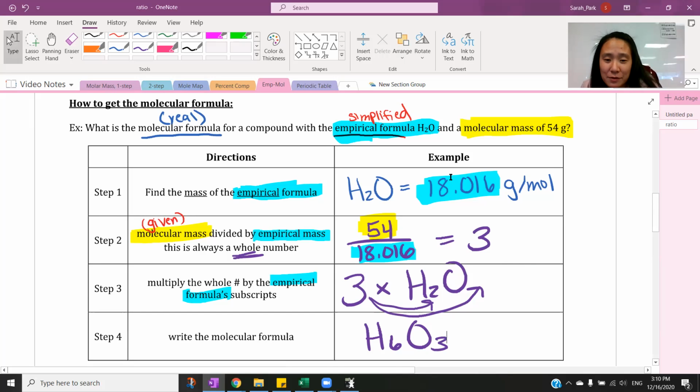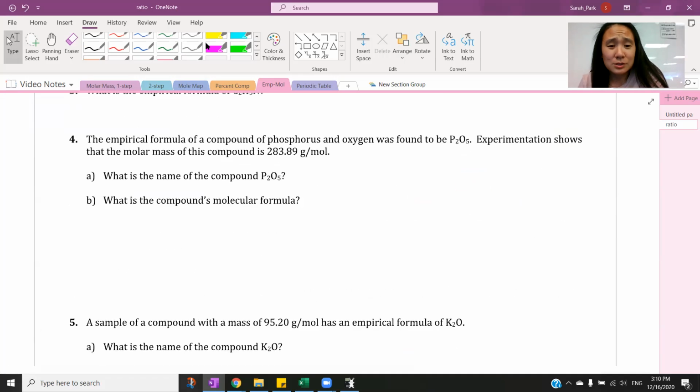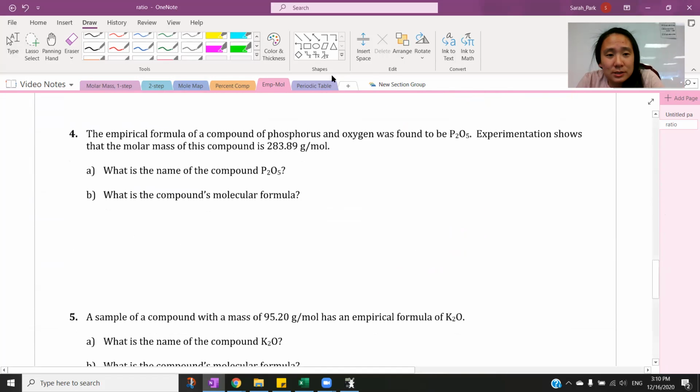Okay, I'm going to do it one more time for you. I'm not going to do all of these examples. I'll just go ahead and do this one really quick. So it tells us in number 4 that the empirical formula of a compound of phosphorus and oxygen is P2O5. Okay, it then tells us that the molar mass, molecular mass, same thing, is 283.89.